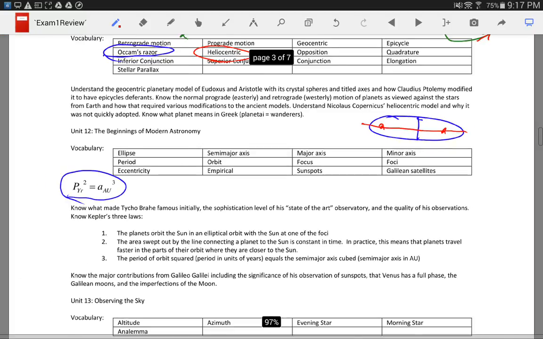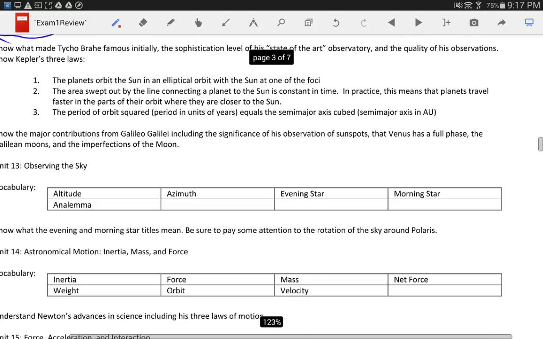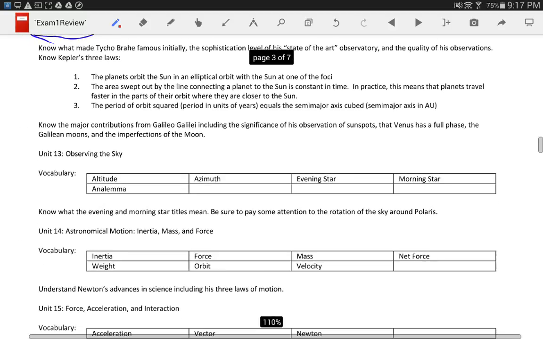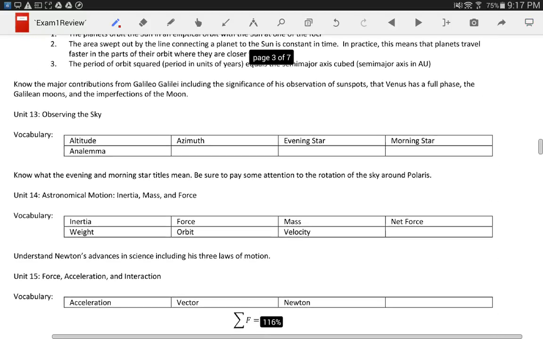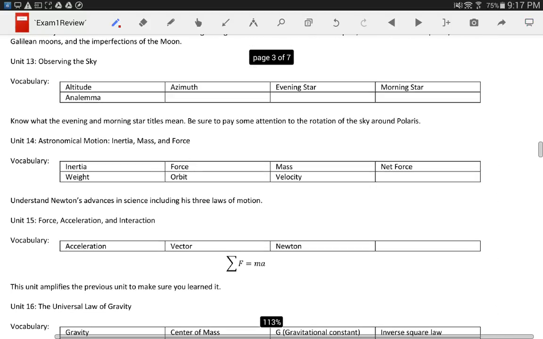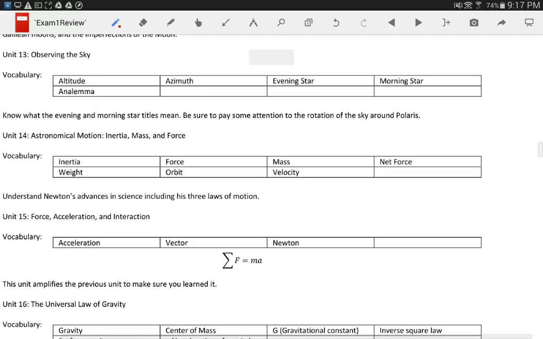So let's move on. I've already covered all of 13, all of 12. 13, we have a few more words here. Altitude and azimuth is an alternate way of identifying locations in the sky. I never talked about that in class, so you won't be tested on that. Evening star and morning star are actually terms used for usually Venus.